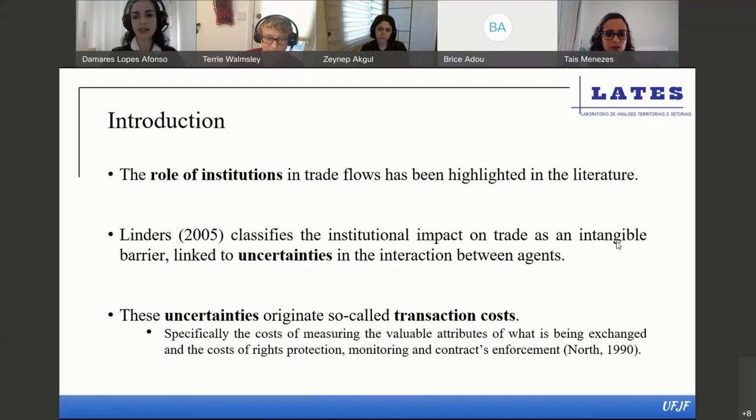These uncertainties are difficult to measure, such as the likelihood of theft or non-fulfillment of contracts, from where the intangibility derives. These uncertainties originate so-called transaction costs, which, according to Douglass North, consist of the cost of measuring the valuable attributes of what is being exchanged and the cost of rights protection, monitoring, and contract enforcement.